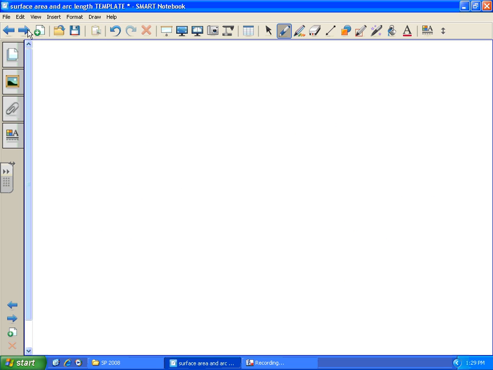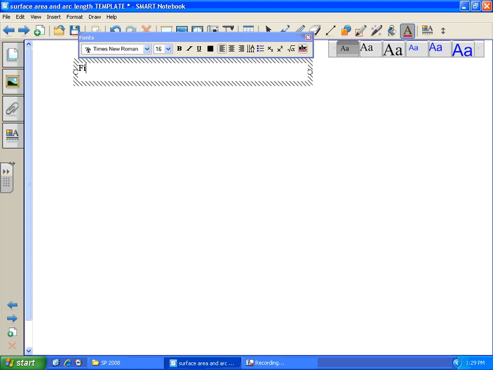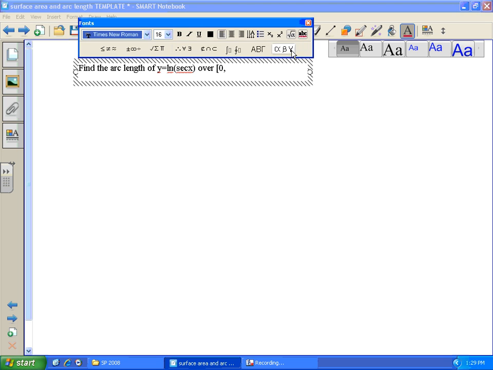Okay, here is another example. The function is ln of secant x. So the question is find the arc length of y equals ln of secant x over the interval from 0 to pi over 4.